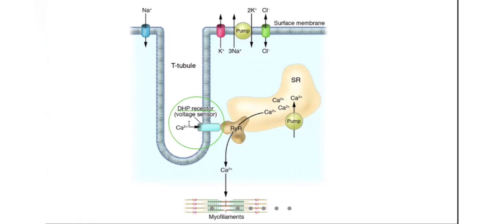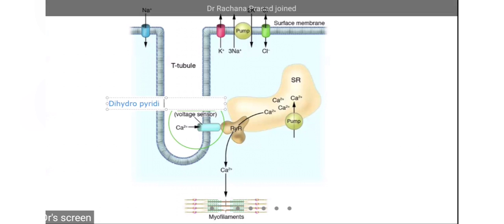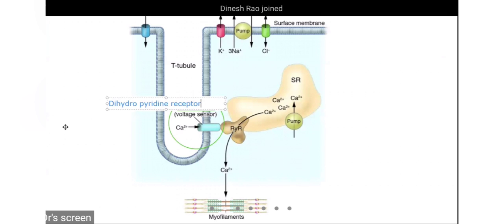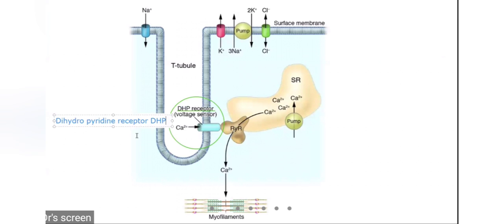This receptor or this channel is called the DHP. DHP means dihydropyridine receptor. Okay, so this dihydropyridine or DHP receptor will act as a voltage sensor for the calcium channels. So what will happen? It will allow calcium to go inside, like this.